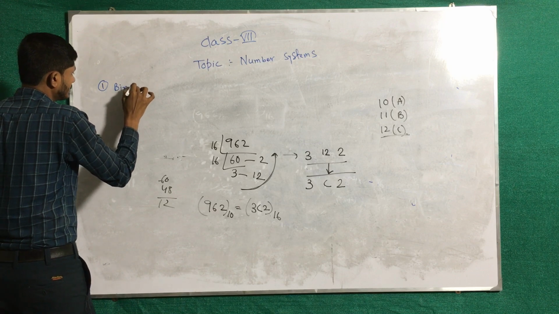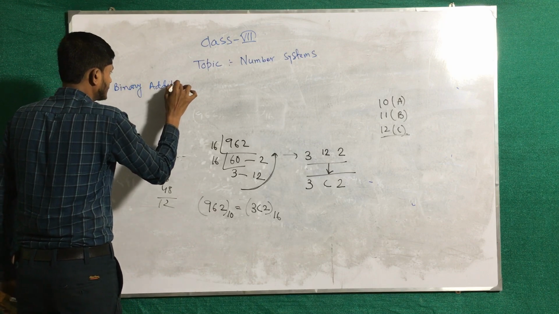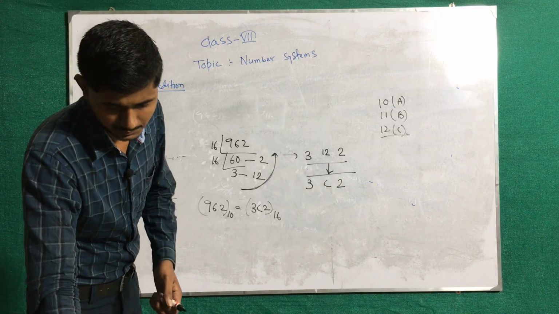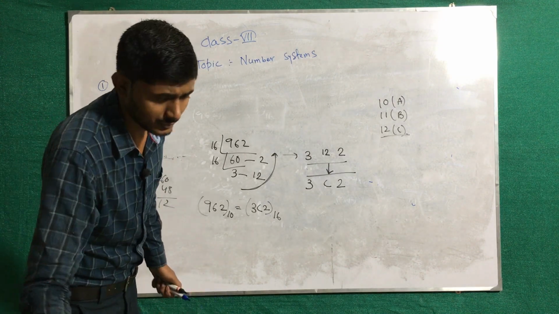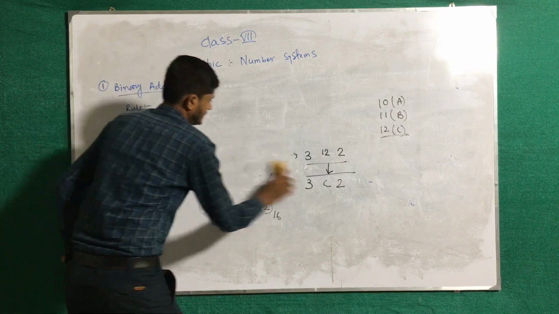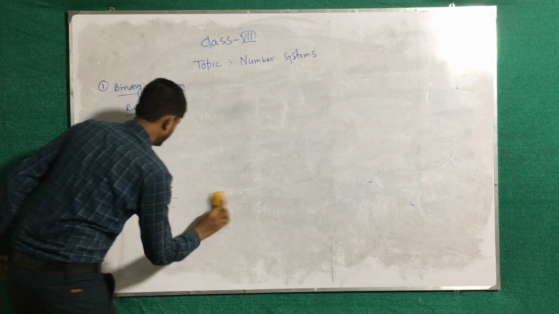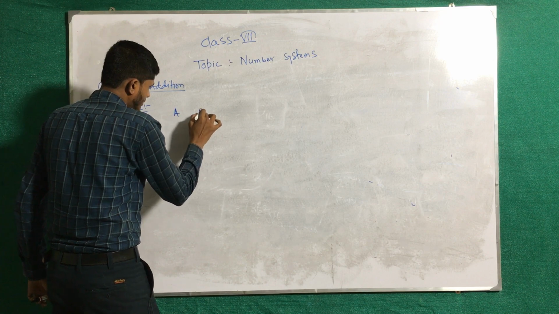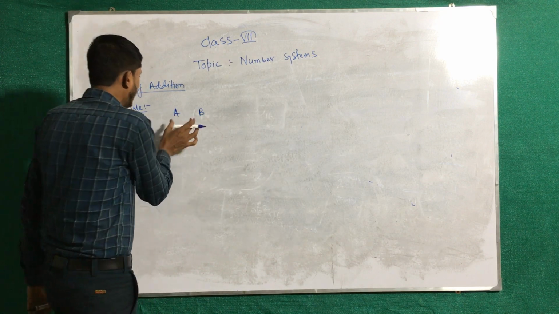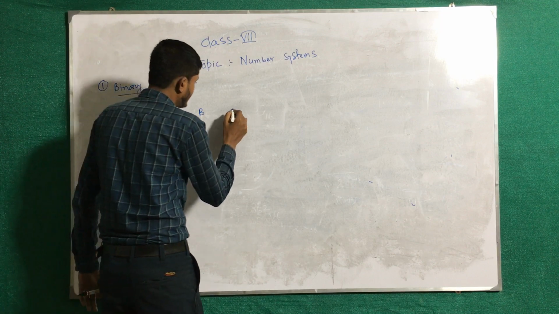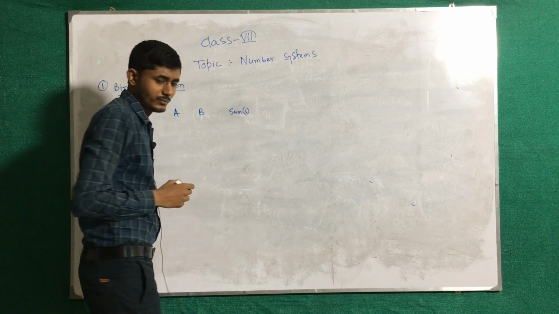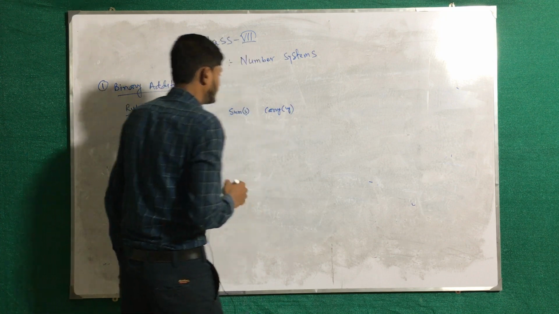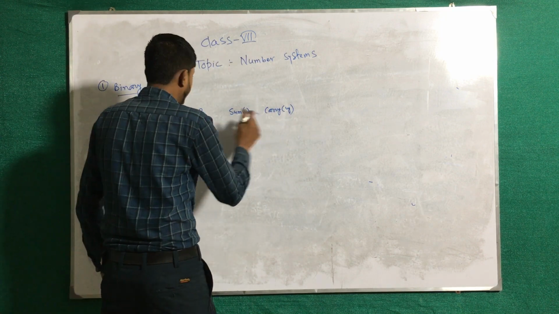Binary addition rule. Suppose binary addition rule is: suppose two digits are there, A and B. We will add the two digits A and B. We will get sum and carry, CY. A, B, sum and carry.